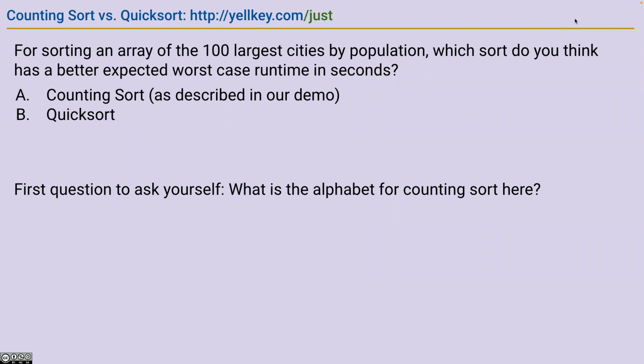So yeah, the question is, what is the alphabet for counting sort? Like before, the alphabet was diamonds, hearts, clubs, and spades. What is the alphabet now? And maybe that's the really interesting question. So give it a shot and I'll come back to you. My mental model is the alphabet is quite large.